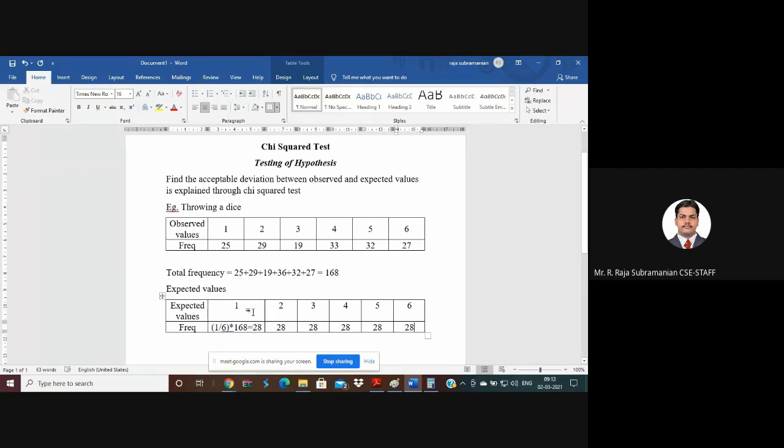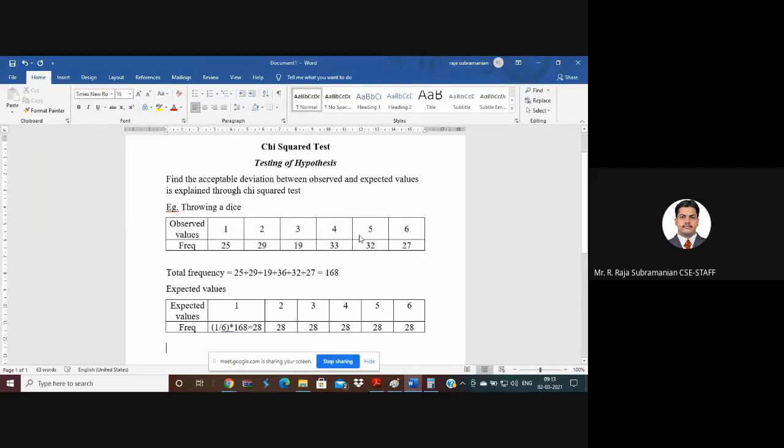Now this is the expected value and this is the observed value, right? Actually, if I throw a dice and measure something, the expected value should be like this, but the observed value is this. Whether this observed value is obtained without any bias or any external circumstance, I need to check. So whether to accept it or reject it, that is the thing.